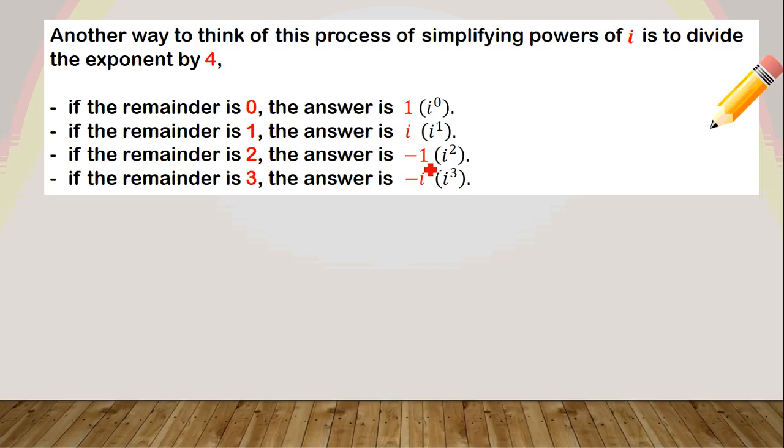So here are the four options, and it's all about dividing and thinking about what remainder we would have when we divide by 4, okay?